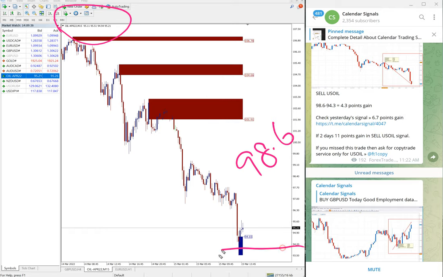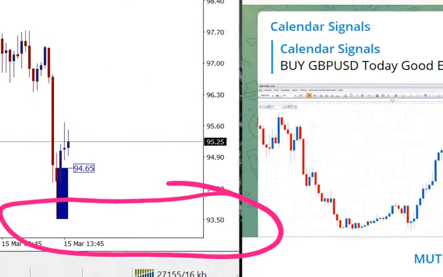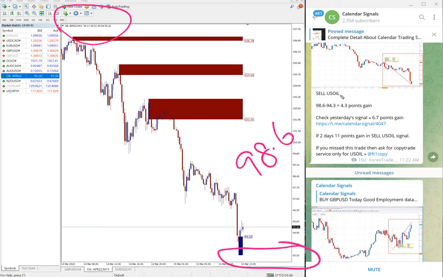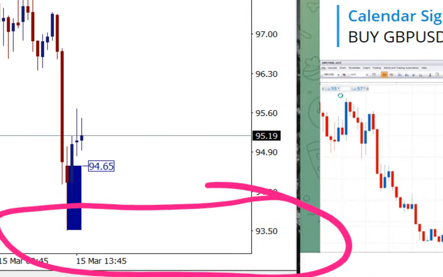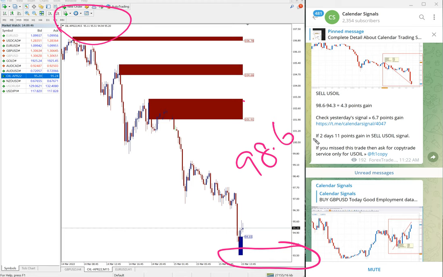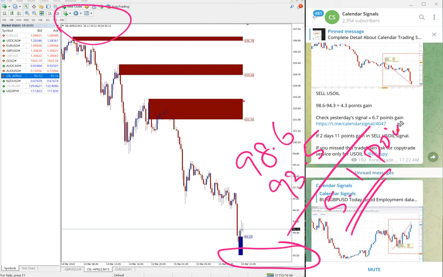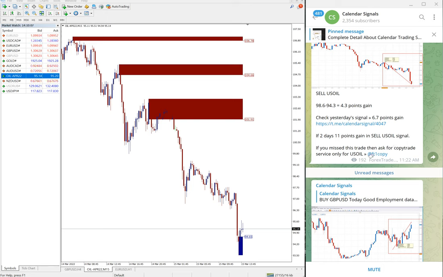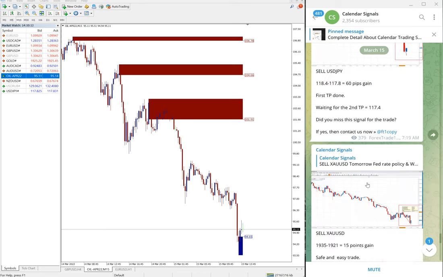You can see the low traded is 98.3. So 98.6 is the entry, then 93.5 low traded. So here 5.1 point gain on US oil. Huge profit on the US oil signal today.